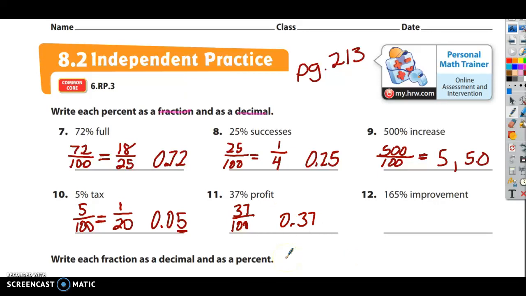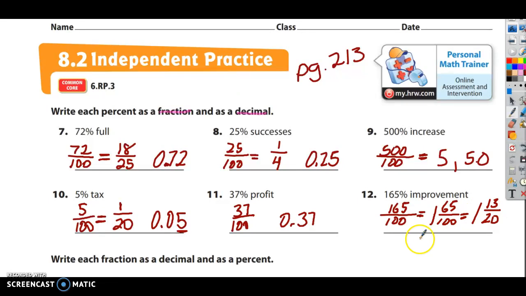165% improvement. This is going to be similar to what we did up on number 9, where we're going to have an improper fraction of 165. 165% means 165/100. We simplify by, well, we could actually rewrite it as a mixed number first. 1 and 65 hundredths. And then we're going to divide by 5. 65 and 100 are each divisible by 5. 65 divided by 5 is 13, and 100 divided by 5 is 20. So I get 1 and 13/20ths.